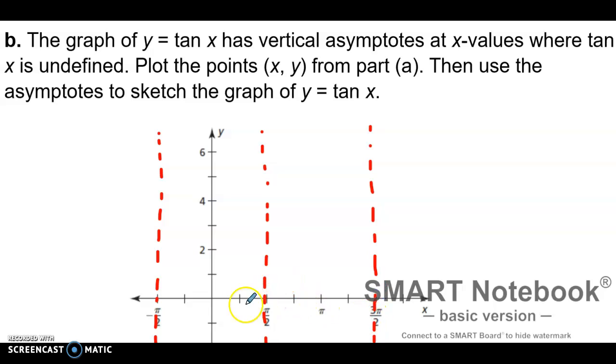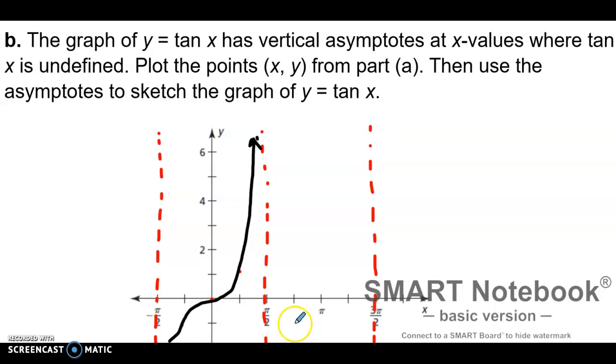And then we see that at negative pi over 4, the value is -1. At 0, it is 0. And at pi over 4, it is +1. So that's right here. And this graph actually comes up like this, over, and then it goes on. And then that is what the graph continues to do.